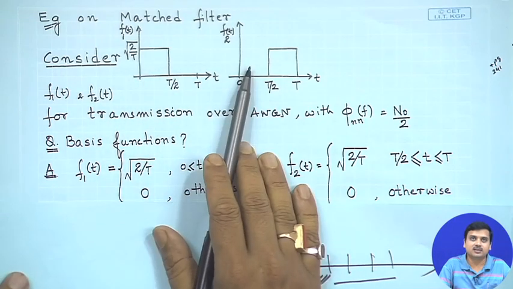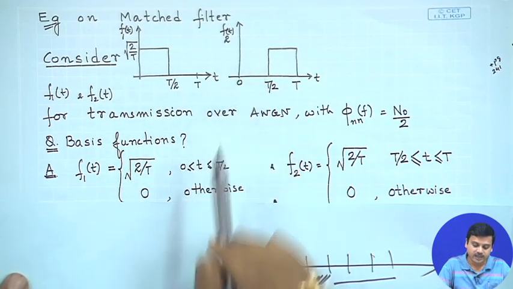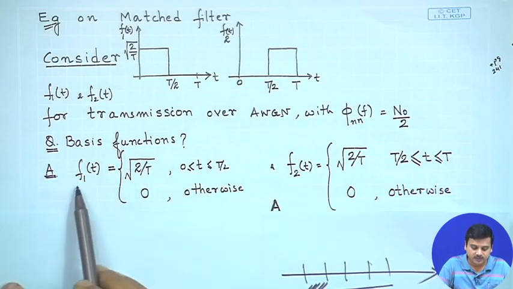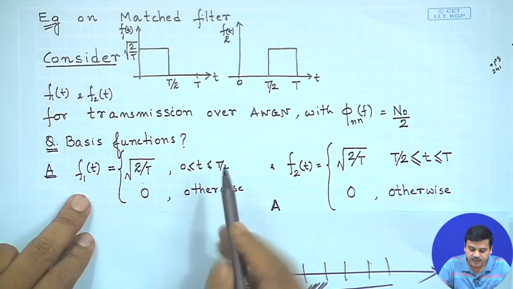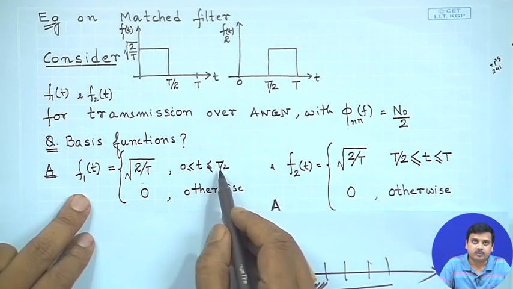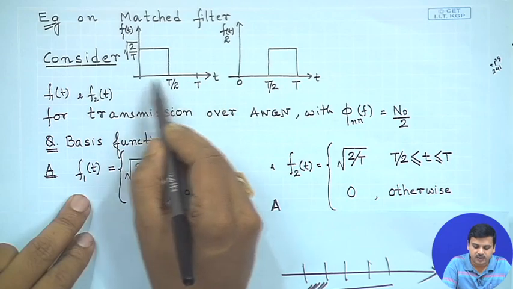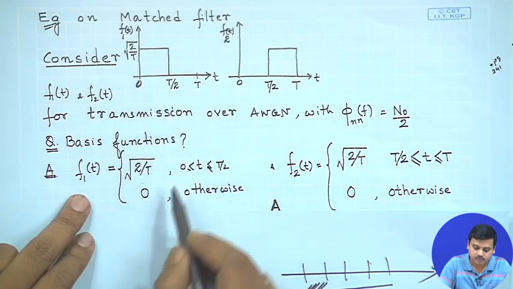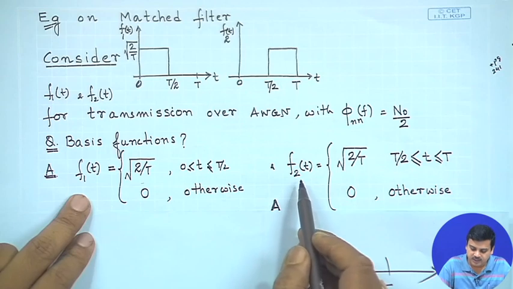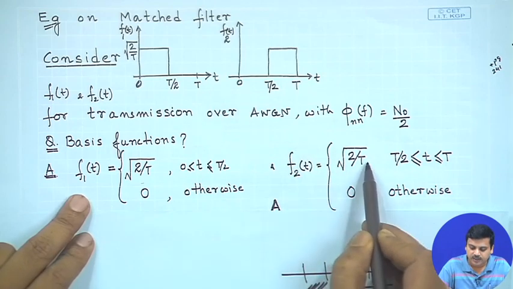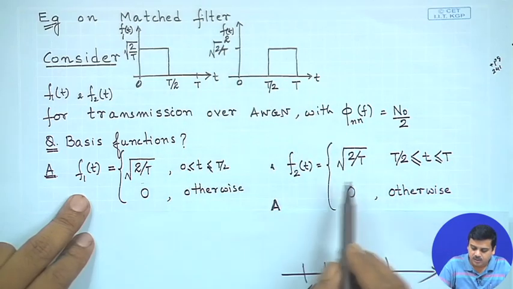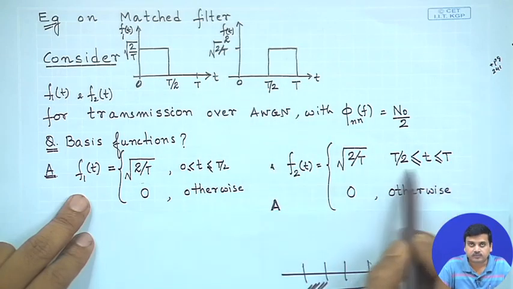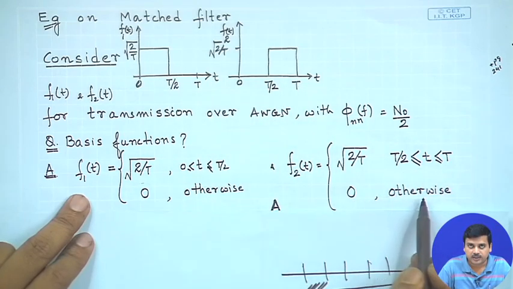Clearly, as discussed just now, these are the basis functions already, and represented mathematically, F1 of t is equal to this amplitude root over 2 by capital T, a constant value in the interval 0 to T by 2 and 0 otherwise. And F2 is the basis function with this constant amplitude root over 2 by T in the interval T by 2 to T and 0 otherwise.